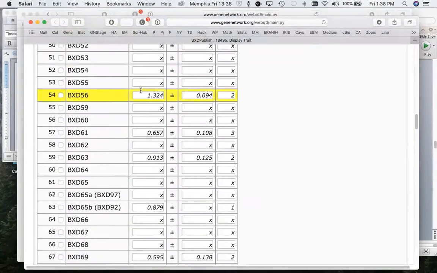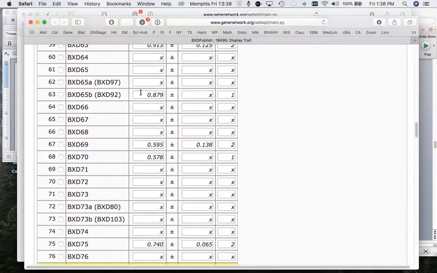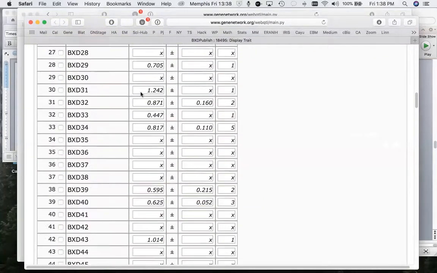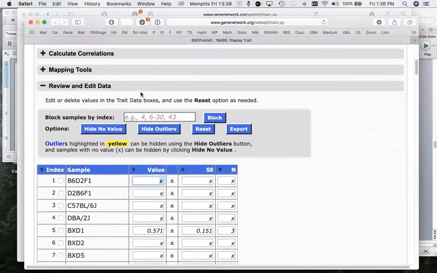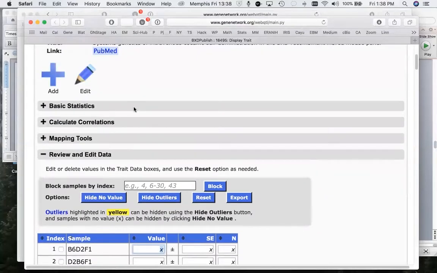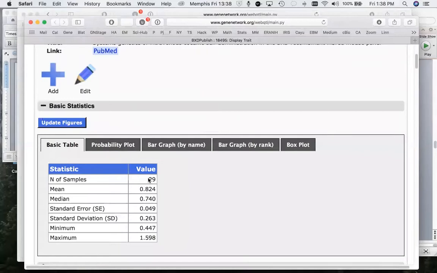The yellow here means it's an outlier. So we're flagging it for the community, and it goes on and on. It might seem like a dumb way to display the data, but we do it that way because you can actually edit it. Here's the data in another format.